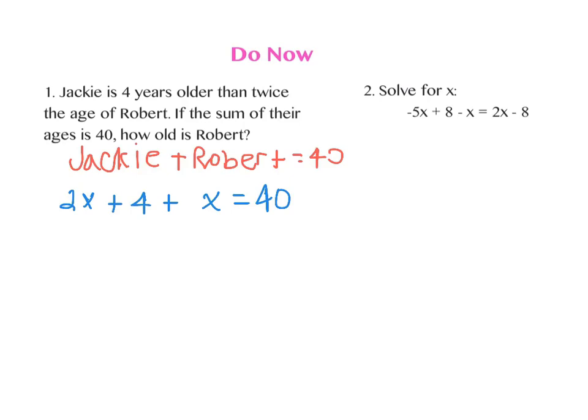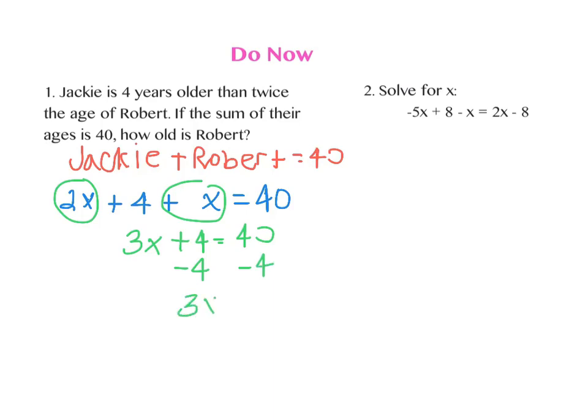I see on the left side I can combine like terms. I have a 2x and a positive x, so that gives me 3x. Bring down the plus 4 equals 40. From here, two-step equation, I'm going to subtract 4 on both sides. I'm left with 3x equals 36. Divide both sides by 3, and I get x equals 12. Going back, the question is asking for Robert. If I look at my first part of the equation, Robert was x, so I am done. Robert is 12 years old.